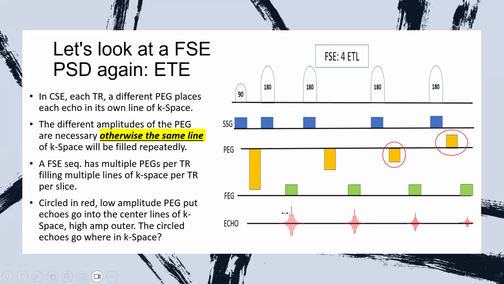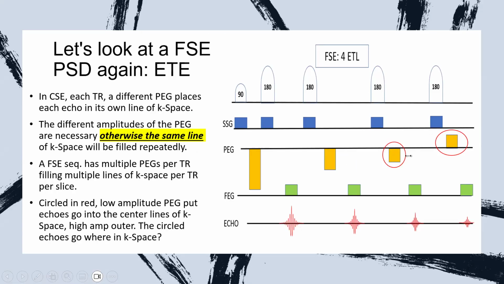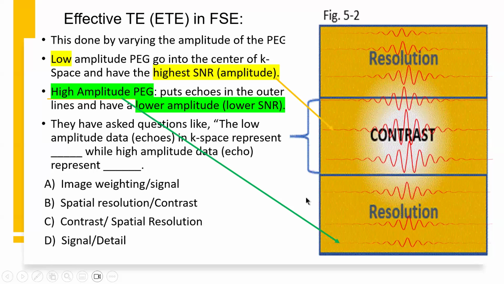So here's what a fast spin echo looks like real quick. We have a 90 and several 180s. Each 180 causes an echo. These echoes with the lower amplitude phase encoding gradient are going to go in the center of K-space. That's what I mean. You're going to have a high amplitude phase encoding gradient, and this echo is going to go to an edge line. These low amplitude ones are going to go in the center of K-space.